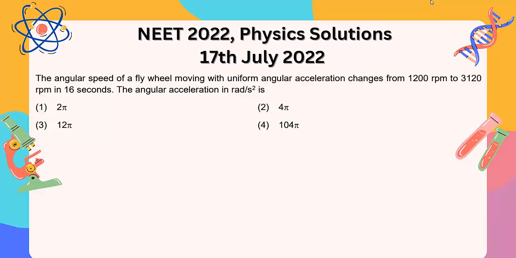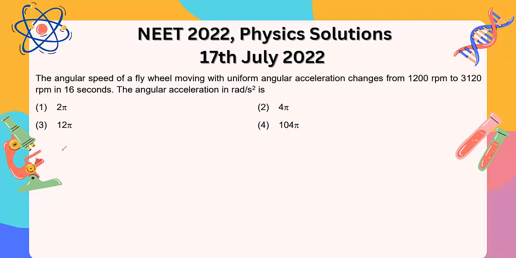This question is saying the angular speed of a flywheel has a uniform angular acceleration. The angular speed is changing from 1200 RPM, revolutions per minute, to 3120 RPM in 16 seconds. So it is a very straightforward question, right?